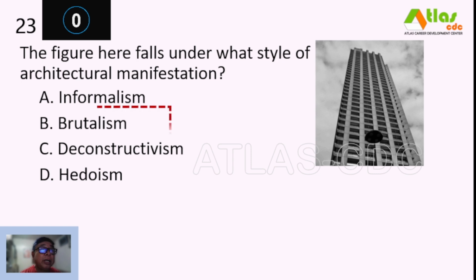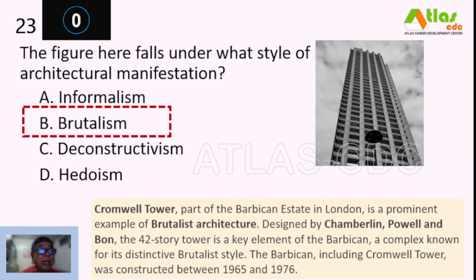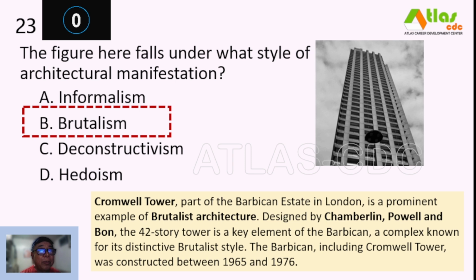And our correct answer is letter B, Brutalism. So the Cromwell Tower, part of the Barbican Estate in London, is a prominent example of Brutalist architecture. Designed by Chamberlin, Powell, and Bon, the 42-story tower is a key element of the Barbican, a complex known for its distinctive Brutalist style. The Barbican, including Cromwell Tower, was constructed between 1965 and 1976.